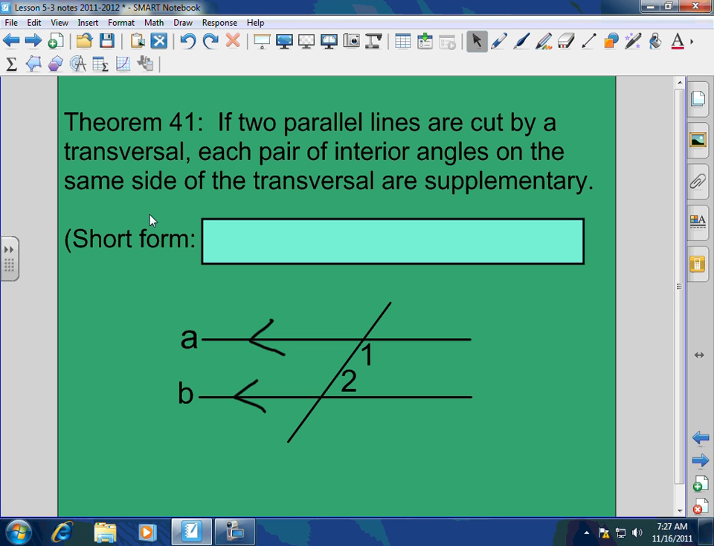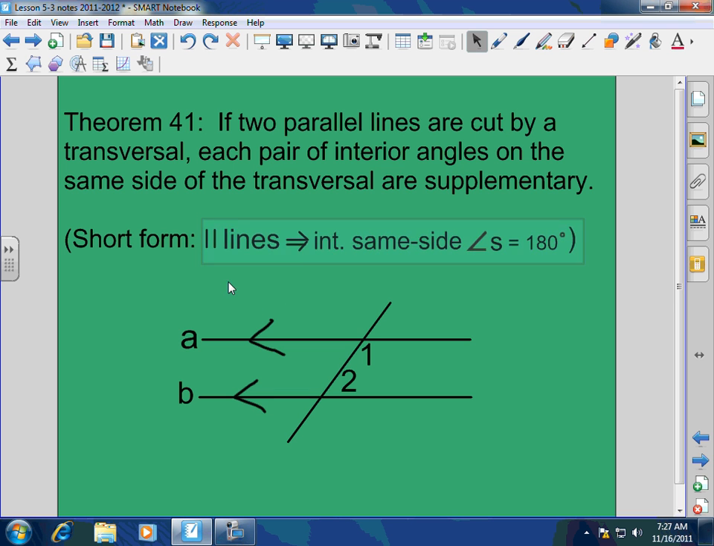Let's continue. Theorem 41, if two parallel lines are cut by a transversal, each pair of interior angles on the same side of the transversal are supplementary. Basically, this is just the same side. If you have parallel lines, interior same side angles equal 180. So if line A is parallel to line B, angle 1 plus angle 2 will equal 180.